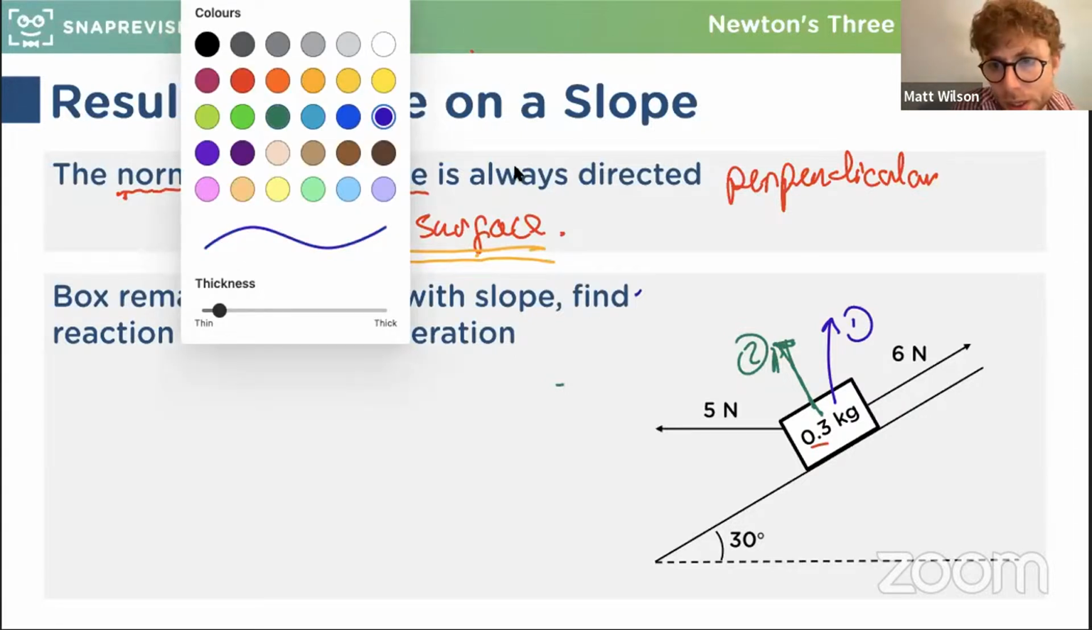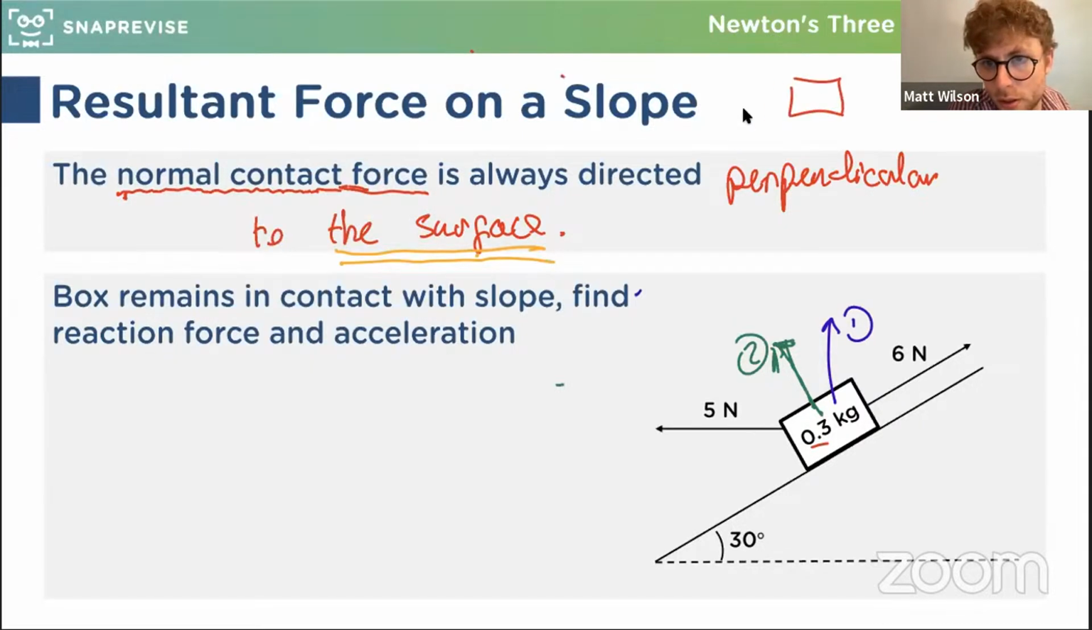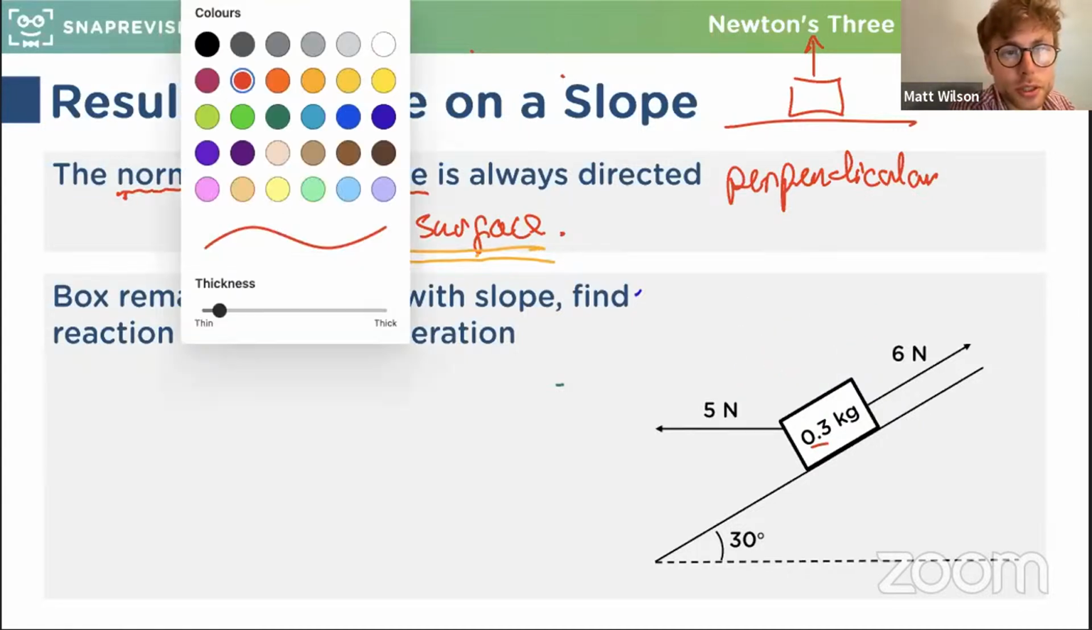In the case where we had a block on the ground, the force went like this. Good, it's situation 2. What's changed here is that we have changed the direction of the surface, and the normal reaction has to be perpendicular to the surface. Good. So the reaction force is in the direction of number 2.